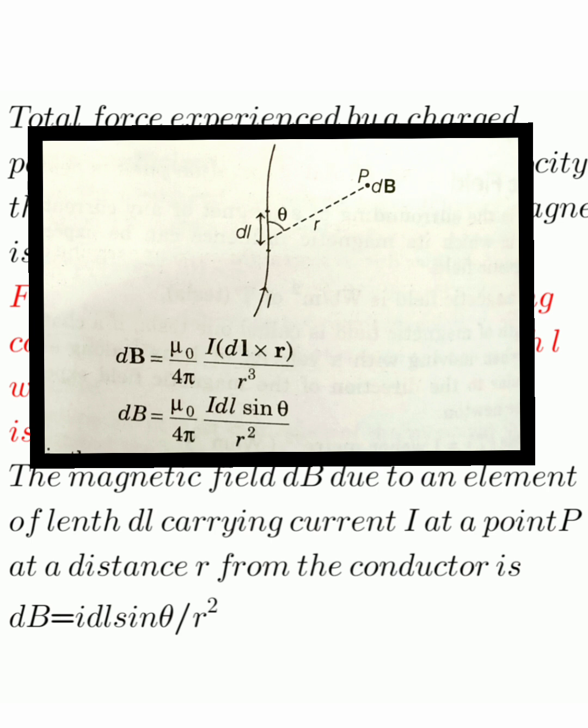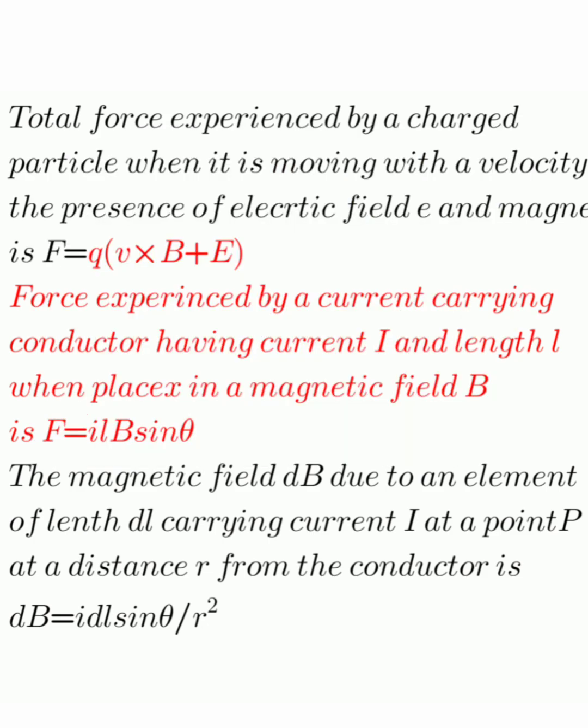F = q(V × B + E) is used to find the total force experienced by a charged particle moving with velocity V in the presence of electric and magnetic fields E and B. F = ILB sin theta is the formula used to find the force experienced by a conductor whose length is L and carrying current I in the magnetic field B.